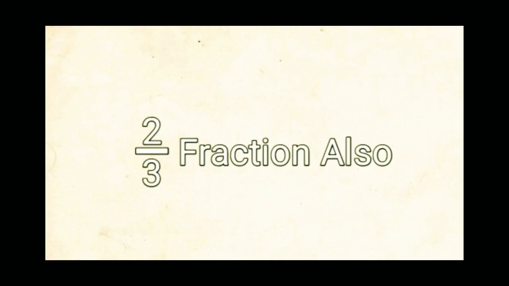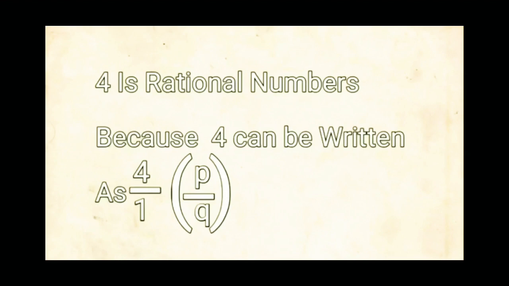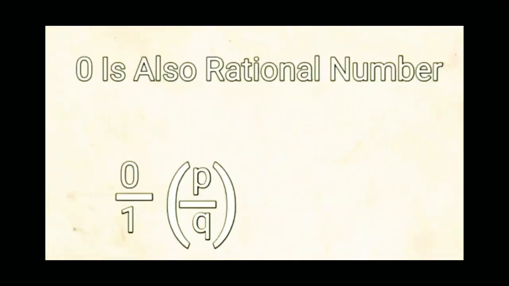So the only difference between rational numbers and fractions is that fractions are always positive and rational numbers can be negative. As another example, we can take 4. 4 is a rational number because 4 can be written in the form of p upon q as 4 by 1, where p is equal to 4 and q is equal to 1. Similarly, 0 is also a rational number because it can be written in the form of p upon q, where p is equal to 0 and q is equal to 1.